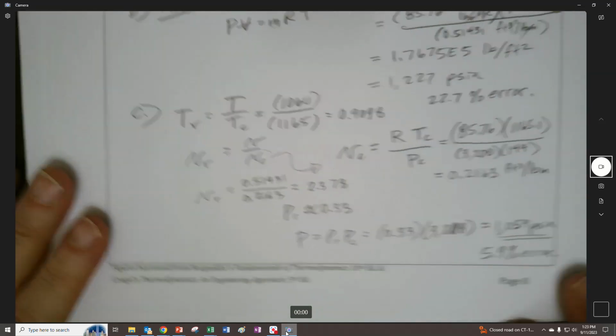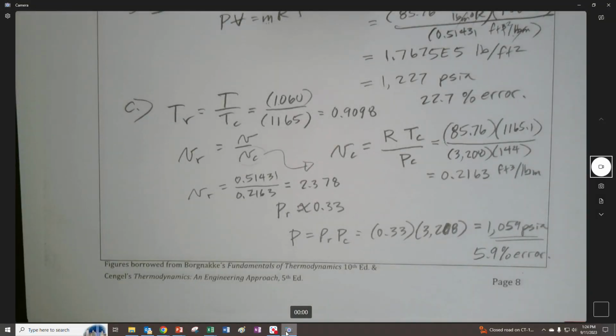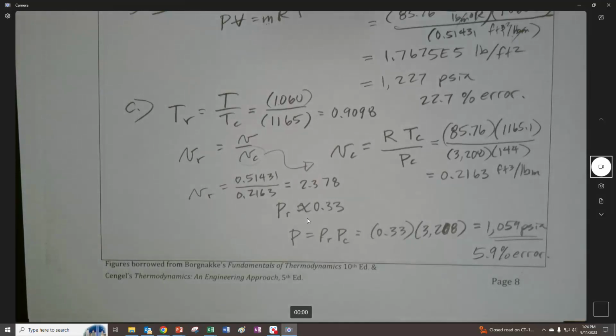But unfortunately, this example doesn't work in our textbook because Borgnakke doesn't have this figure in it. But I figured I'd put it in the notes so that I would follow through with it.